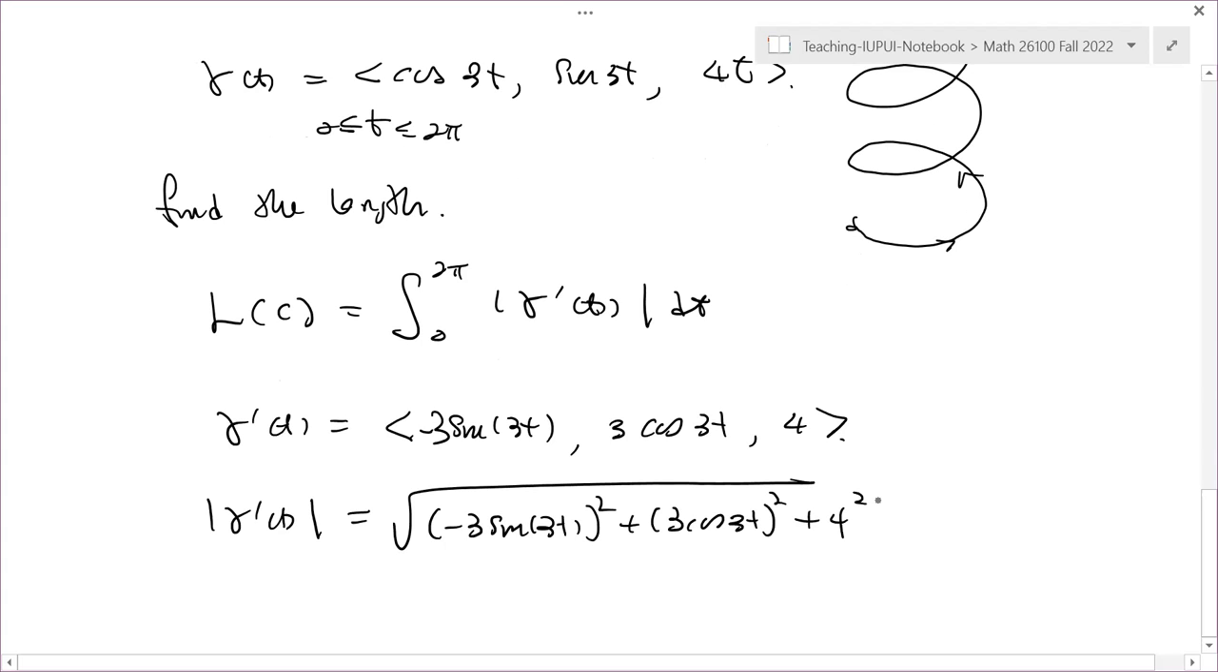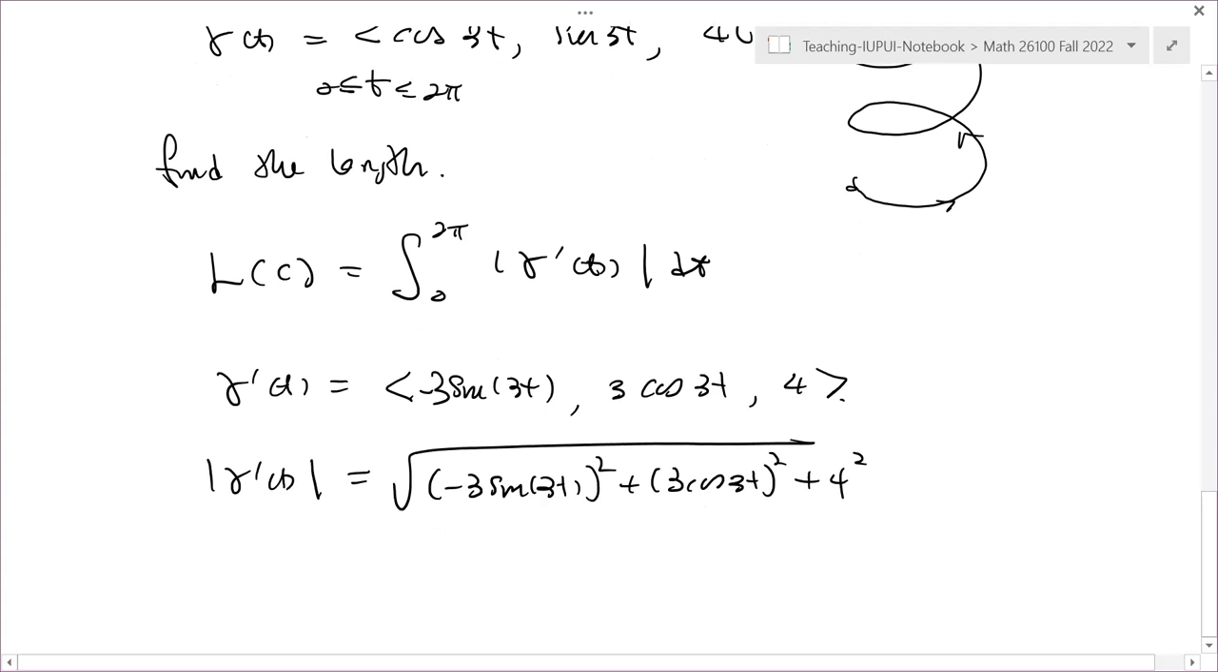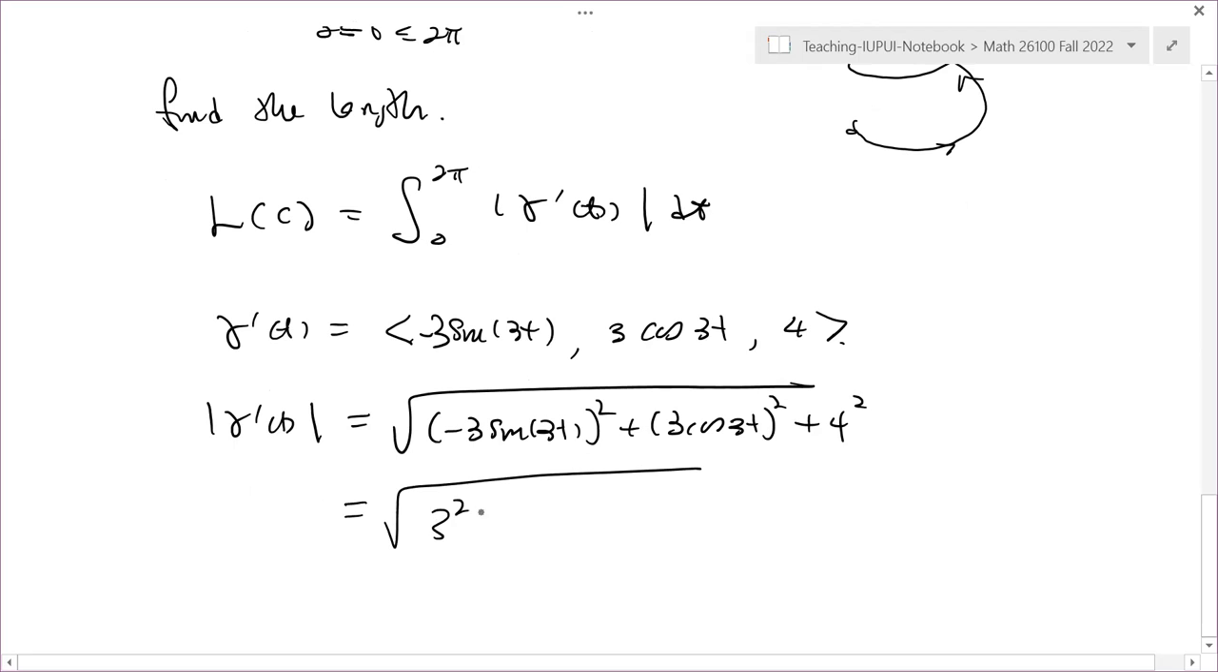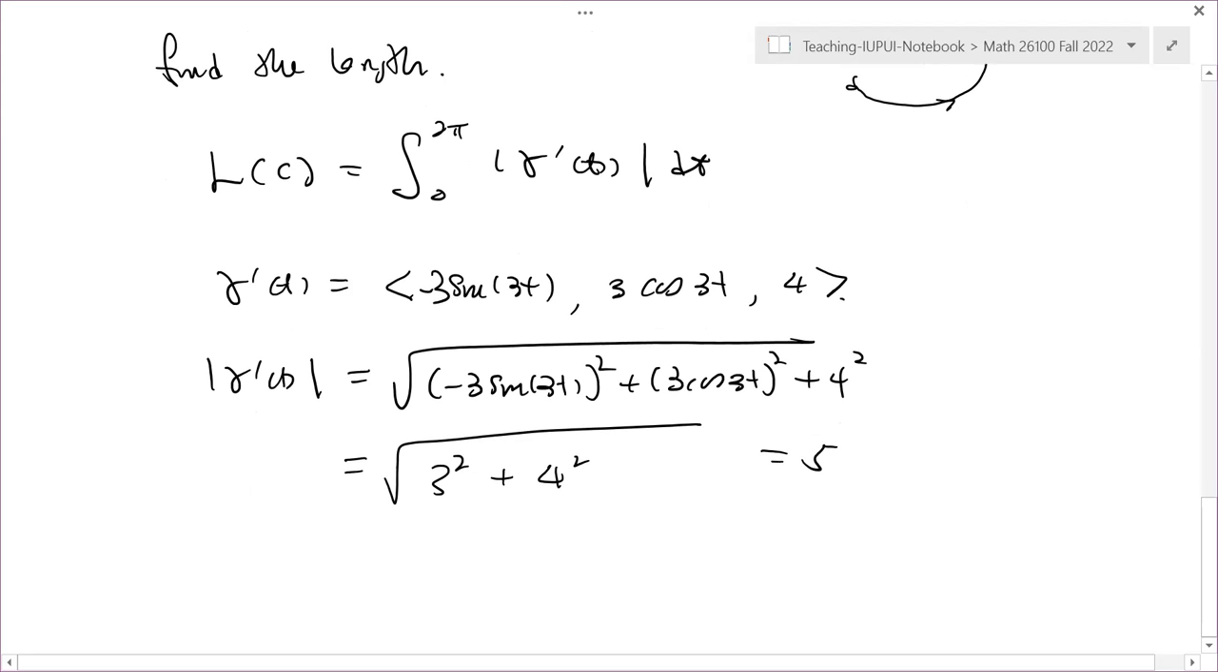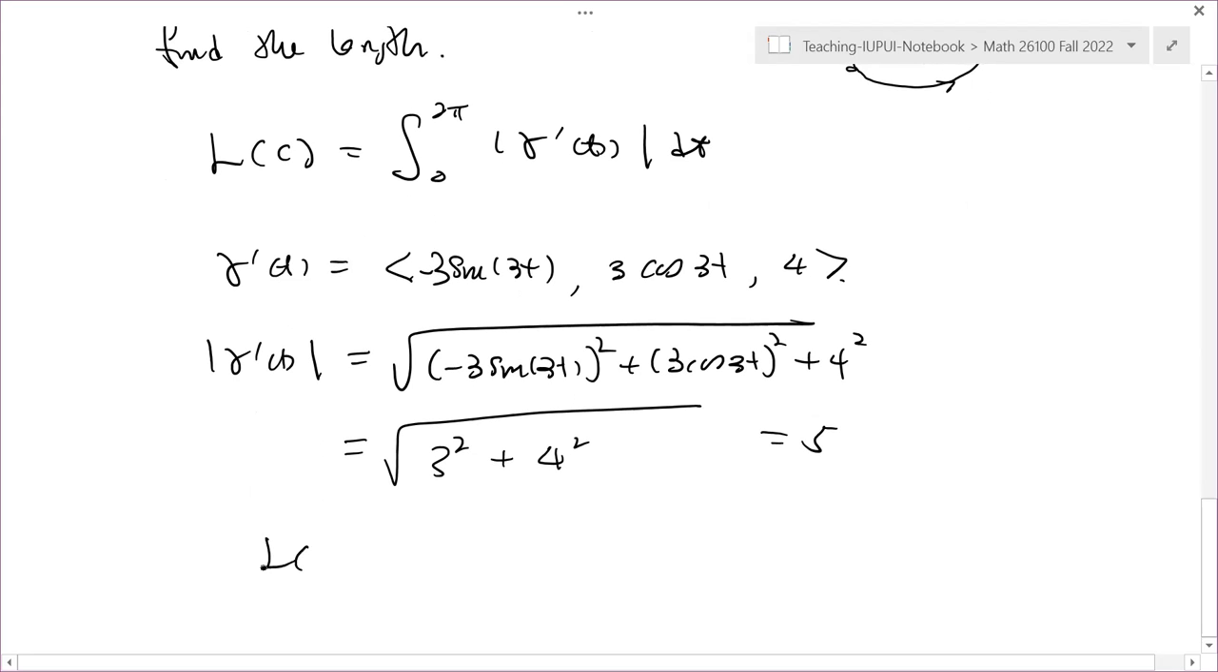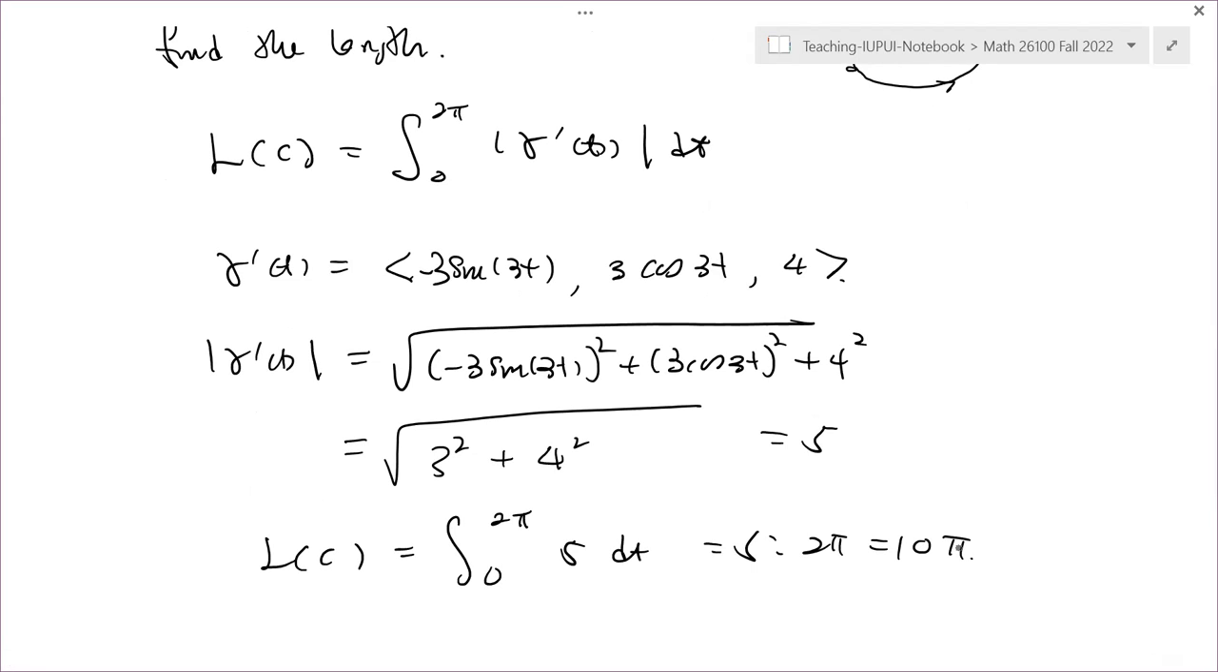After I put everything into the formula for the length of the vector, then I can work on sketch paper, just to save time. I find the first term is 3 squared, the second term is 4 squared, and the answer is 5. It's constant. So now you put it back into the formula, the integral from 0 to 2 pi of 5 dt. 5 is constant, so it's just 5 times 2 pi, which is 10 pi. So 10 pi is the length of the curve.